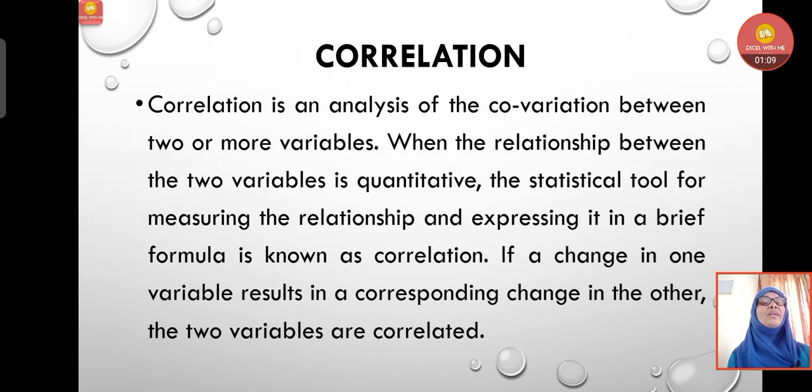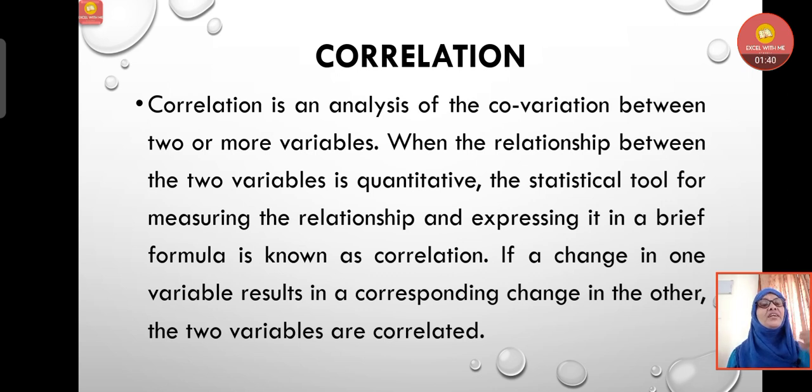Now what is correlation? Especially it is an analysis of the covariation between two or more variables when the relationship between the two variables is quantitative. The statistical tool for measuring the relationship and expressing it in a brief formula is known as correlation. If a change in one variable results in a corresponding change in the other, the two variables are correlated.